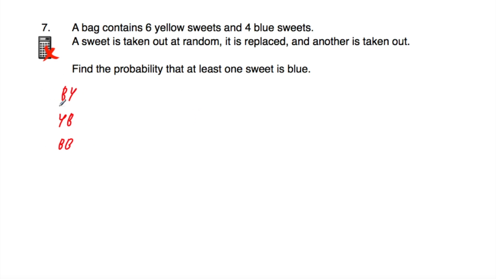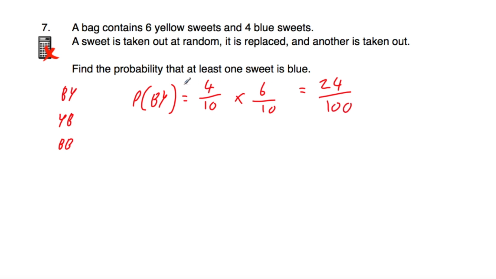So let's find the probability of each of these. The probability of a blue sweet and then a yellow sweet. The probability that the first sweet will be blue is 4 out of 10, because there's 10 sweets altogether and 4 of them are blue, so that's 4/10. Then, because that sweet's put back in, whenever the second one's taken out, the probability that it's going to be yellow is 6 out of 10, so multiply by 6/10. 4 times 6 is 24, and 10 times 10 is 100. So the probability of getting a blue sweet and then a yellow sweet would be 24 hundredths.